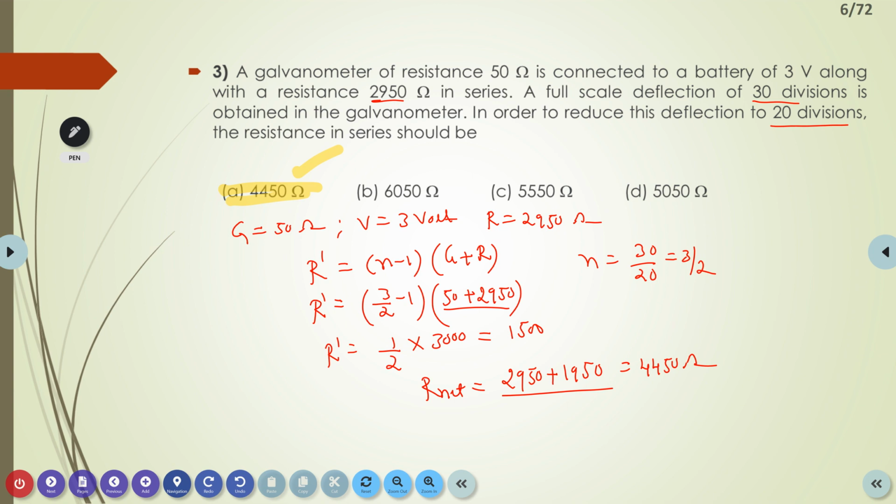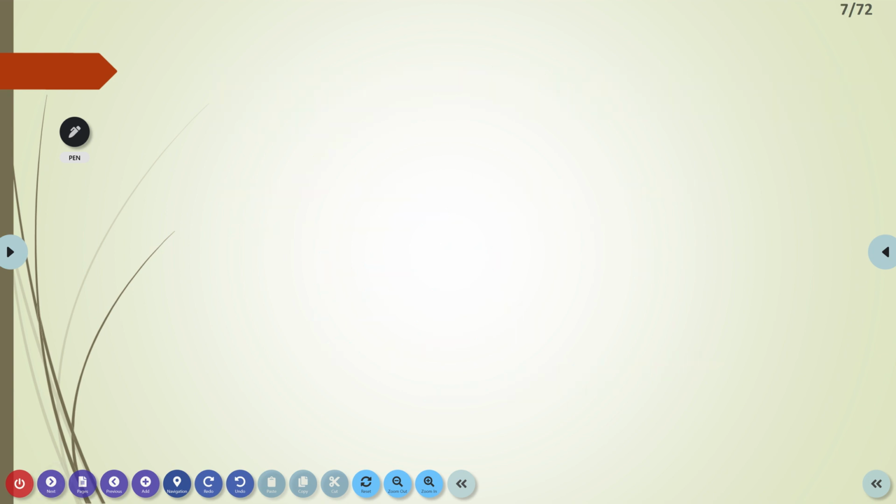Okay, fine. This is one method. There is another method we can do also. That method is what? Here, R equal to V by Ig minus G. Next, R plus G equal to V by Ig. This R plus G becomes 3000 equal to 3 divided by 30 into K. K is the sensitivity of the meter. This is equation number 1.